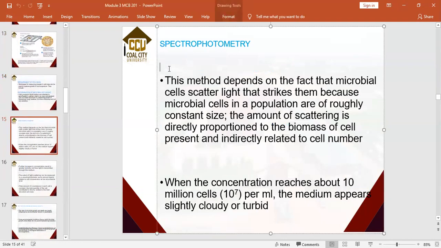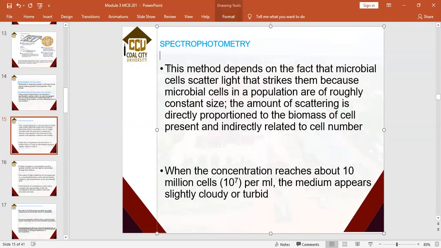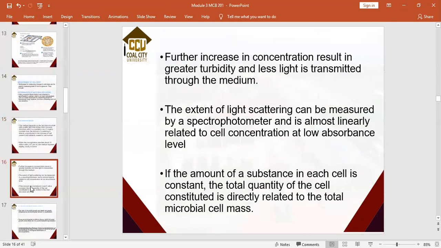Spectrophotometry: these are mainly instruments used by those in biochemistry. This method depends on the fact that microbial cells scatter light that strikes them, because microbial cells in the population are of roughly constant size. So the amount of scattering is directly proportional to the biomass of the cells. You use the amount of light scattered. We have a spectrophotometer in the biochemistry lab, and you will also see it when you come back to physical class in the school.